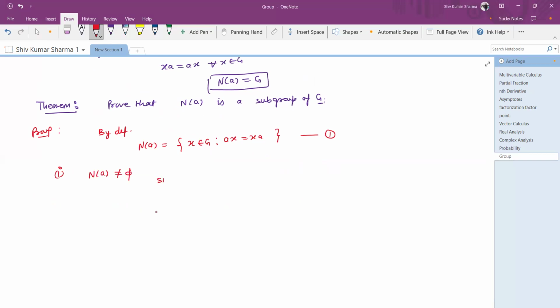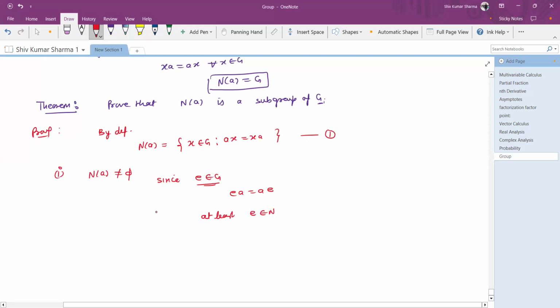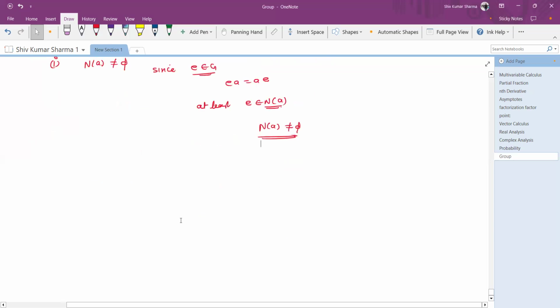Since E belongs to G, when G is a group, it contains at least the identity element. So EA is equal to AE. So it is clear that at least the identity element belongs to the normalizer of A. So the normalizer of A is not equal to phi. Now we prove that the normalizer of A is a subgroup of G.